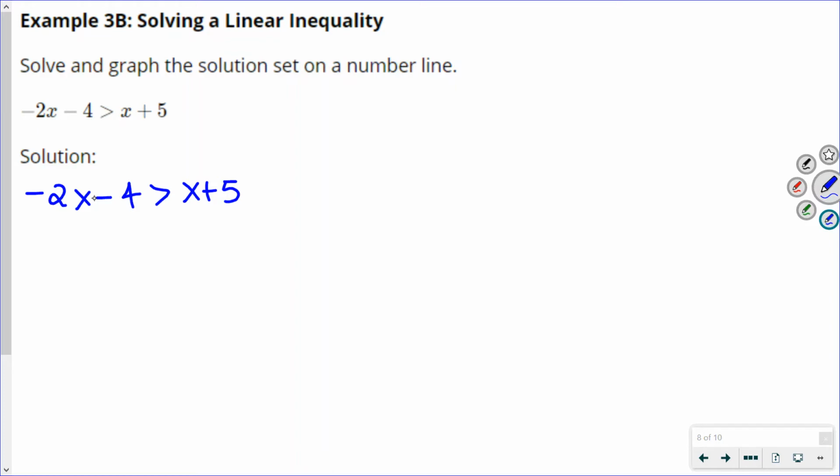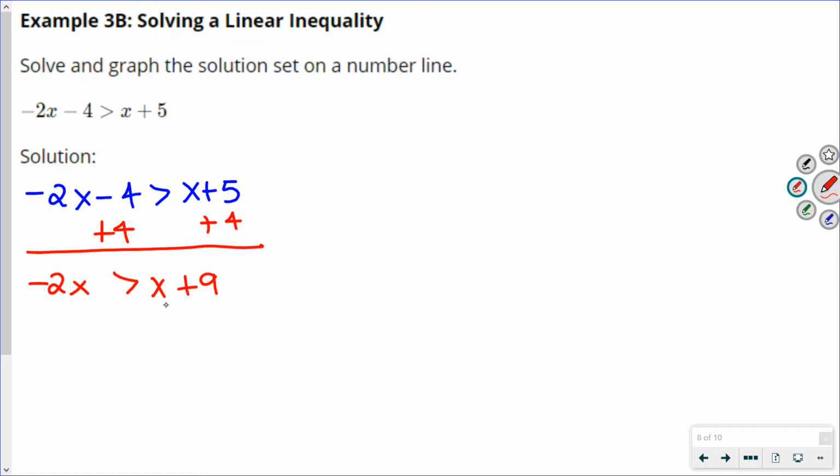So what we're going to do is move this 4 to the right side because 4 does not have an x with it. So the inverse of negative 4 is a plus 4. And we're left with, on the left here, a minus 2x. Negative 4 and 4 is 0. Greater than x. 5 plus 4 is a positive 9.